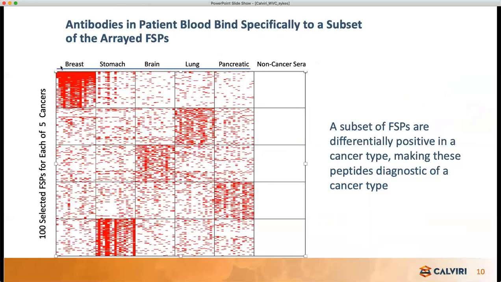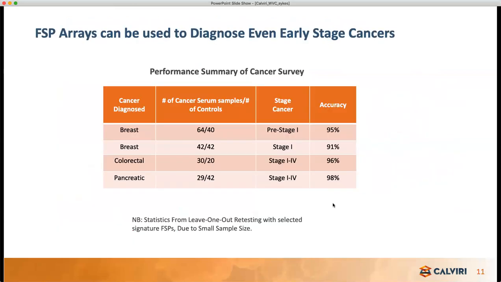and their reactivity on these different cancer patients across the top here. And they're sorted so that all the most reactive in the breast cancers are here, those most reactive in the stomach are here. So you can see there are specific frameshift peptides that are diagnostic of each of these different cancers, all of the patients that have each of these cancer types.